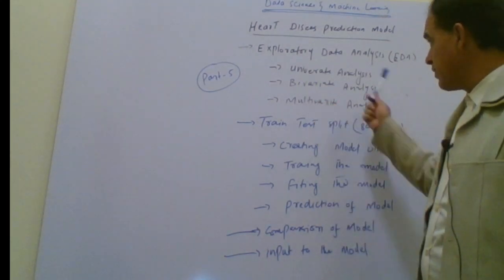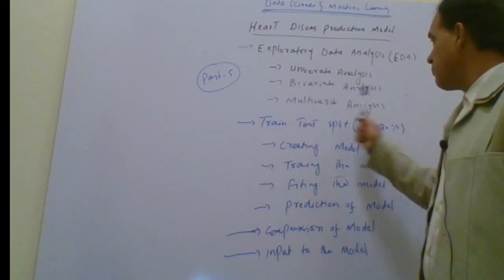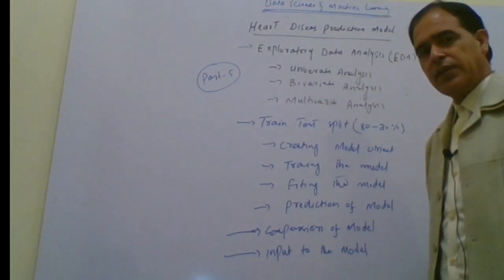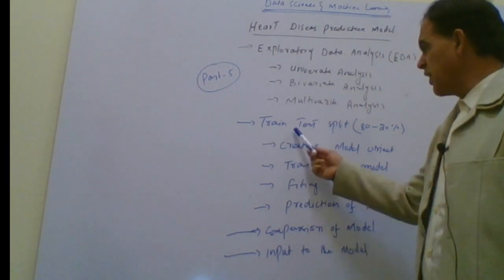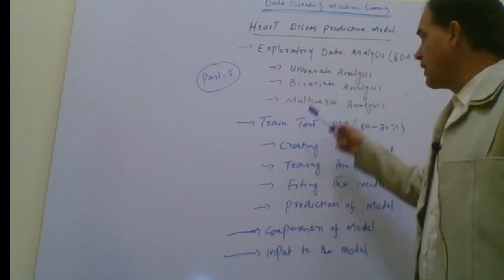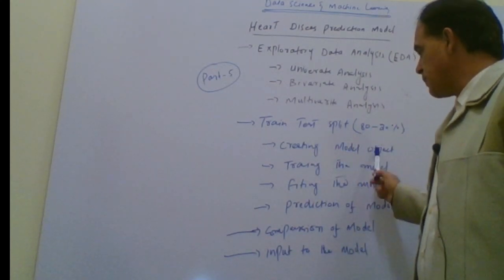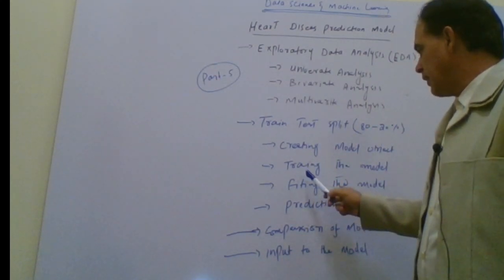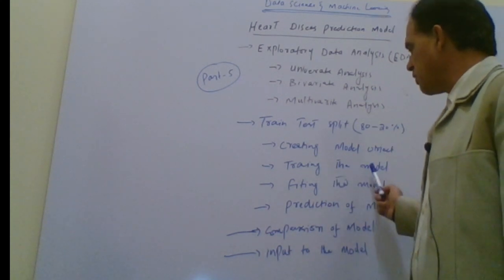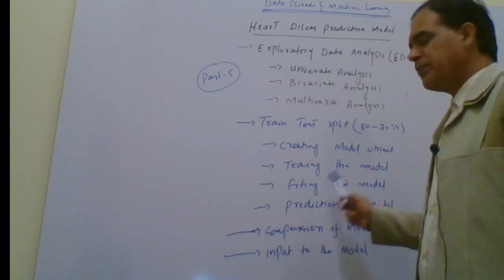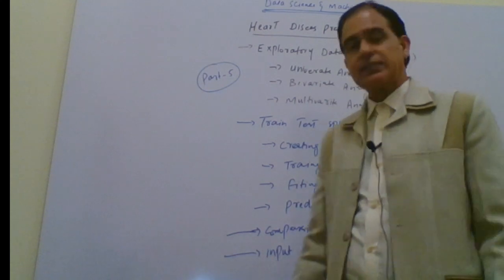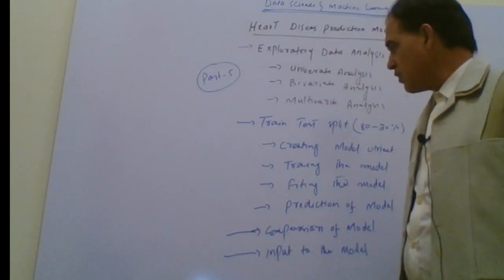In part 2, bivariate analysis is covered. In part 3, multivariate analysis is covered. While in part 4, we divide our data sets into train and test, and then we create respective models, train our model, fit our model, and finally we predict with our models.